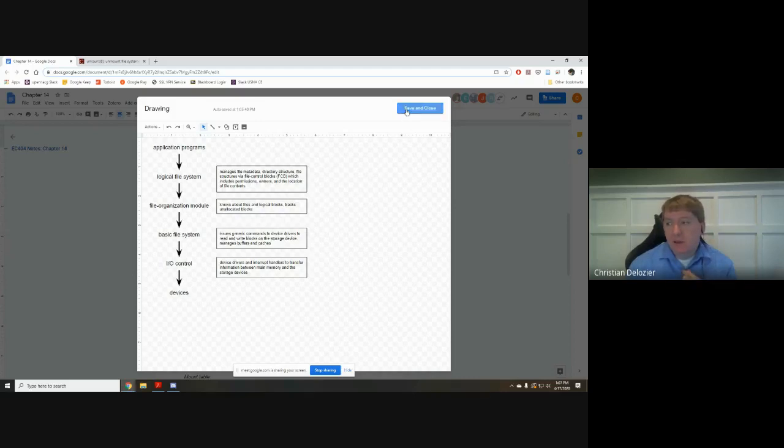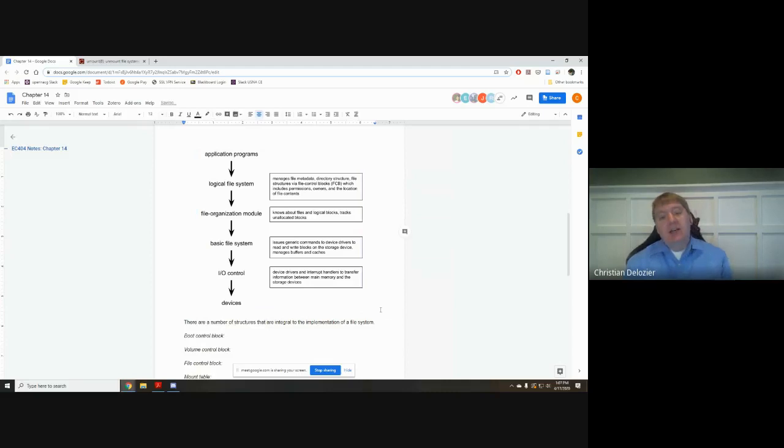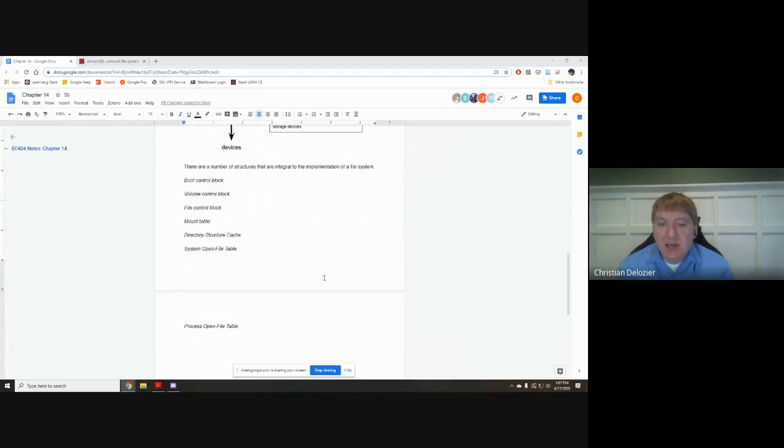Okay. So that is the general layered structure of the file system, going from the top level down to the bottom level for devices. We then need to talk about a couple of things that are integral to the implementation of the file system before we get into how they're actually implemented. So just basically terms that we need to know for the rest of the chapter here.